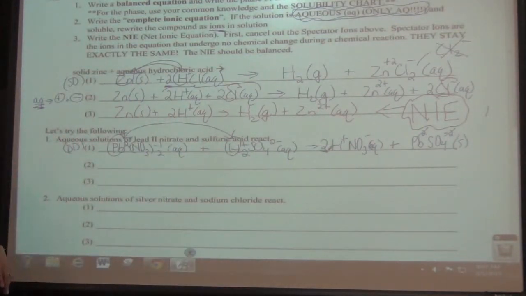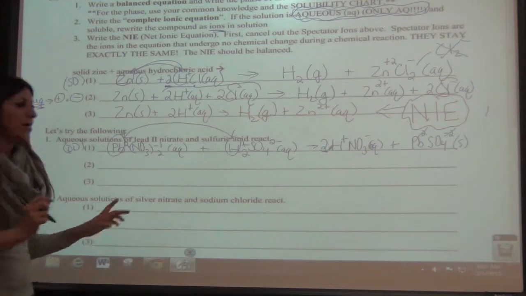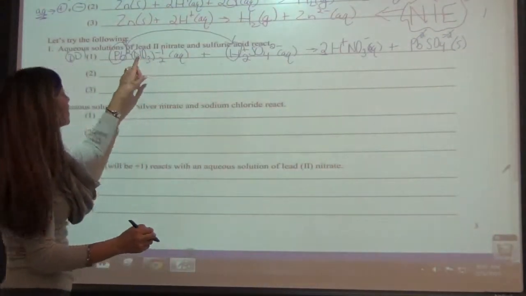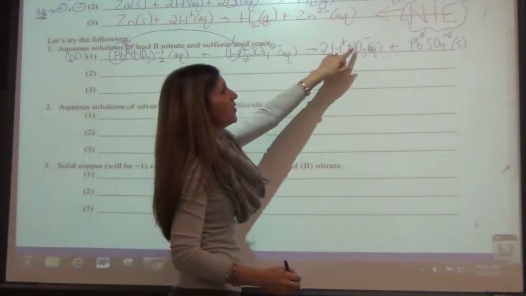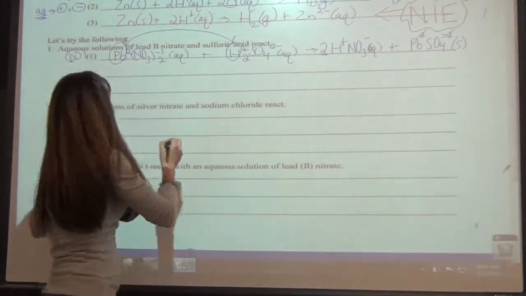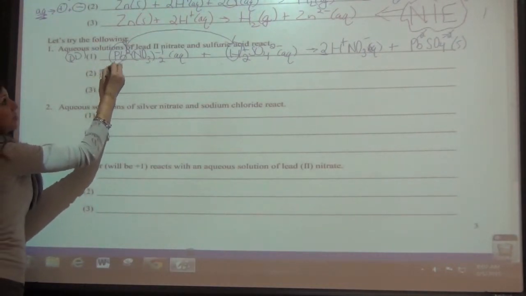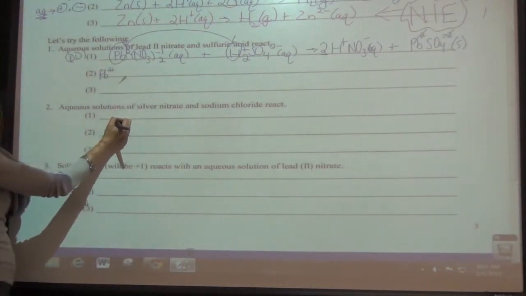All right. Second step. If it's aqueous, we're going to break it up. You might have to write a little bit smaller so that you can fit all of these on, because you can see that there's an aqueous one, and there's an aqueous one. So I'm going to break this up. What does this break up into? Pb with a 2+ charge, and what?